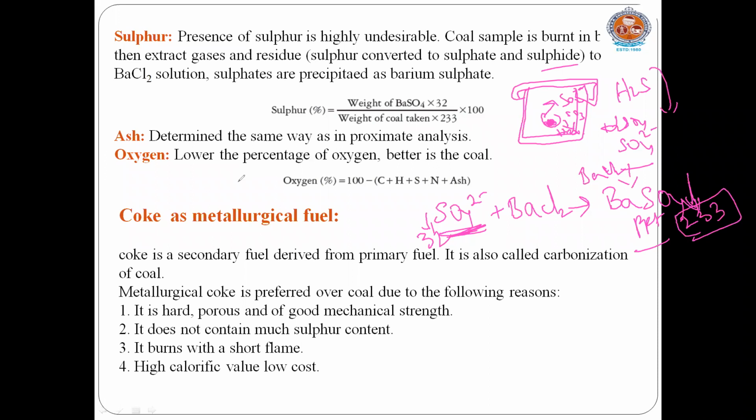So how can we determine the percentage of oxygen? No need to do any experiment to determine oxygen content.